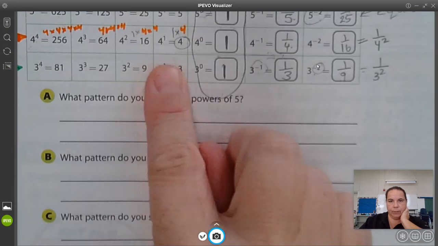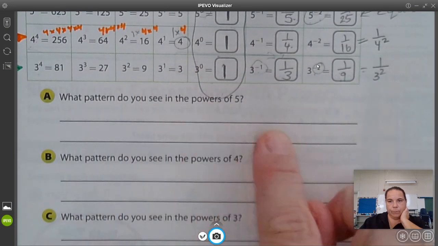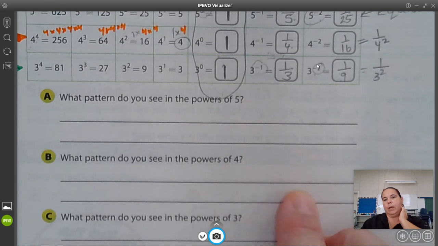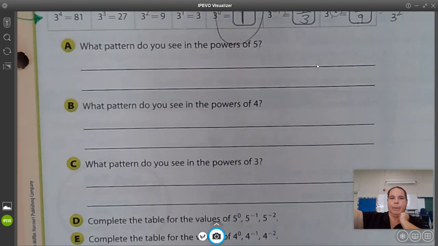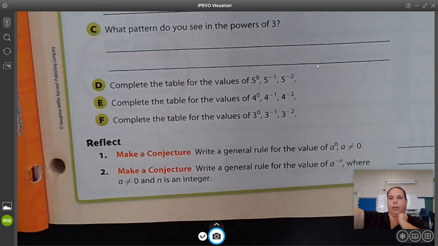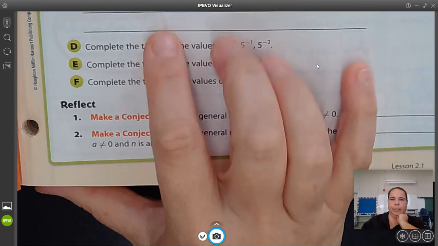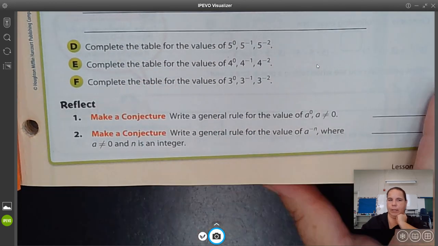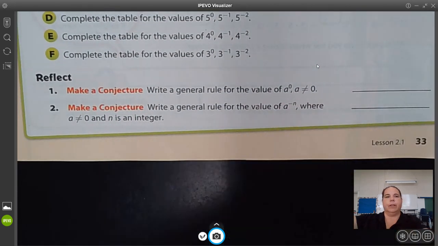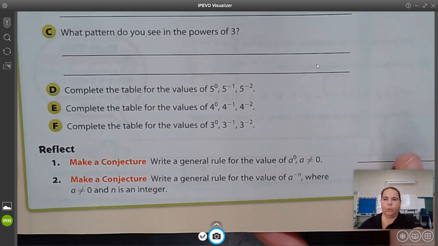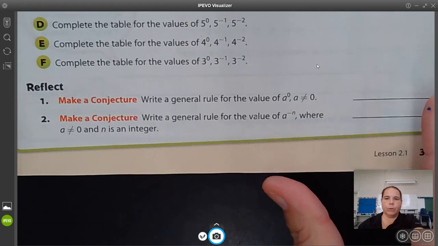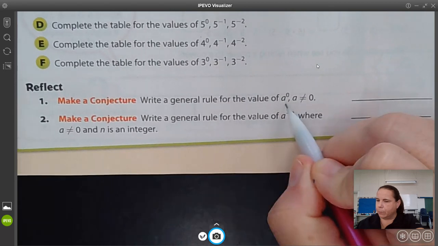So we see these patterns. Okay, so I may ask you to describe those patterns, but we've talked about them. We did complete the table, so we did D, E, and F. And so now we're going to make a conjecture or a general rule for A to the 0 power.